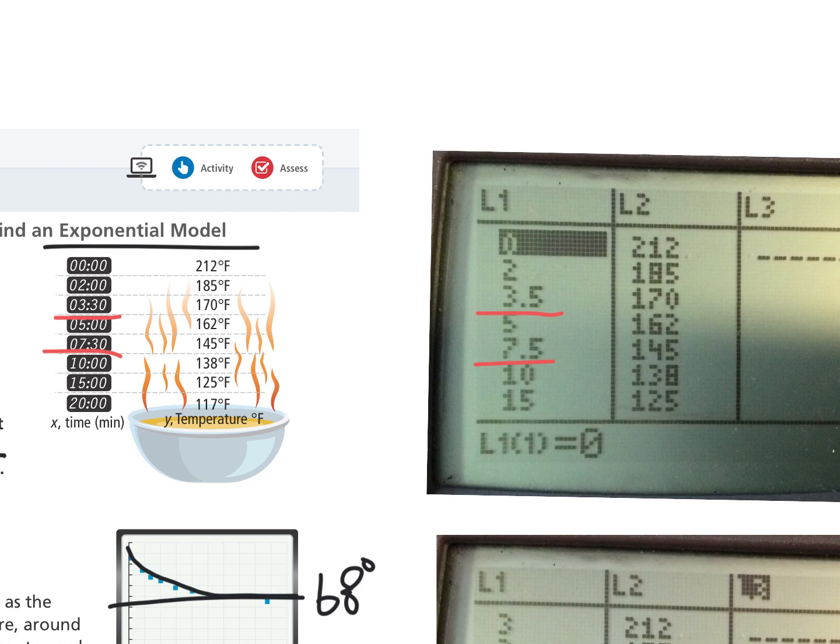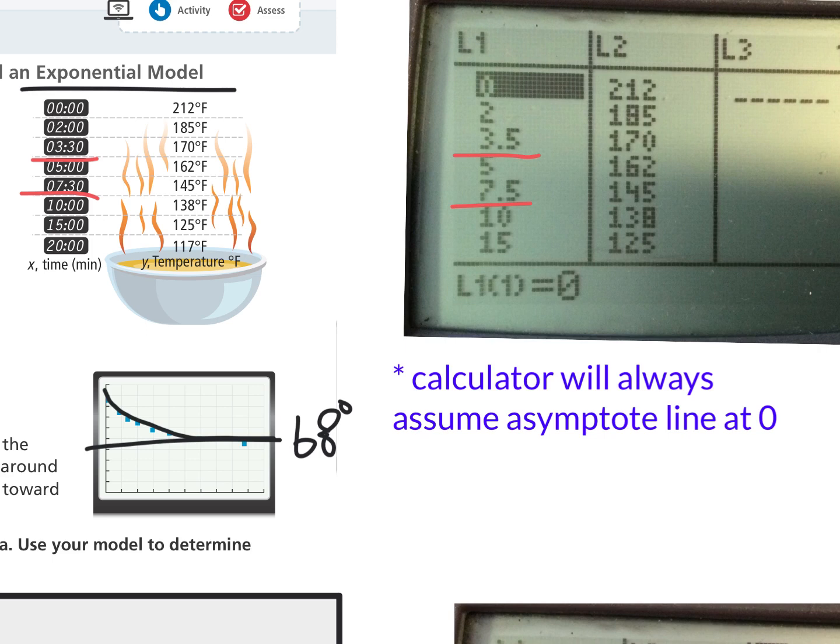One thing that's going to happen in our calculator is when we ask for an equation, your calculator is always going to assume the asymptote line is at 0. But for this specific problem, we know that the asymptote line is at 68. So we're going to take our data and temporarily shift it down by 68. We could do this by subtracting 68 from every output value, but your calculator will actually do that for you, so I'm going to show you how to make that happen.